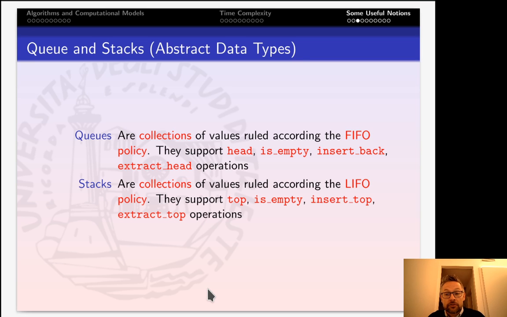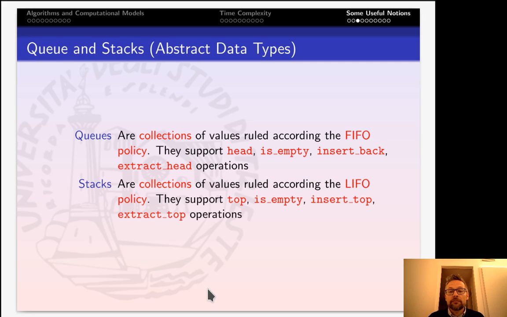So you can ask yourself which element is at the top of the stack. You can ask the stack to answer the question, are you empty? You can insert an element in the stack, so placing something on the top, and you can extract elements from the stack, but only extracting elements from the top. While in the queue you insert elements from the back and extract elements from the head, in the case of the stack you are inserting elements on the top and removing elements from the top. Okay, so the last element in is the first element to come out.